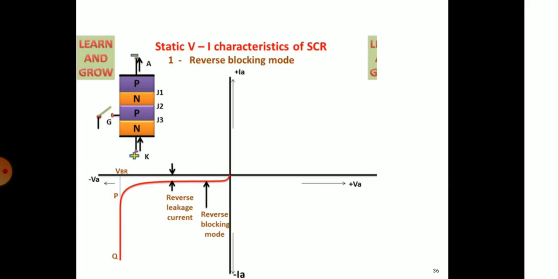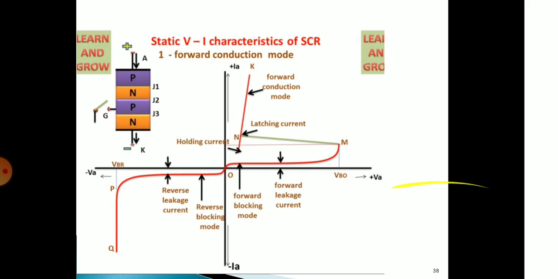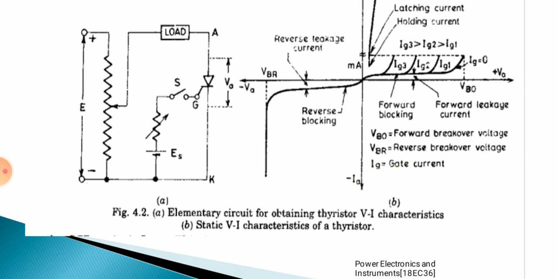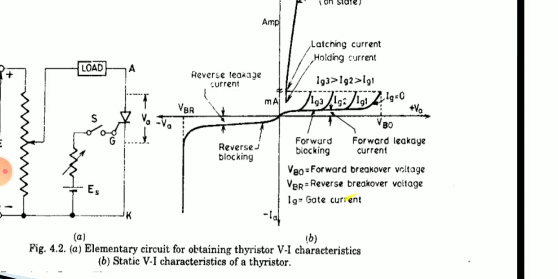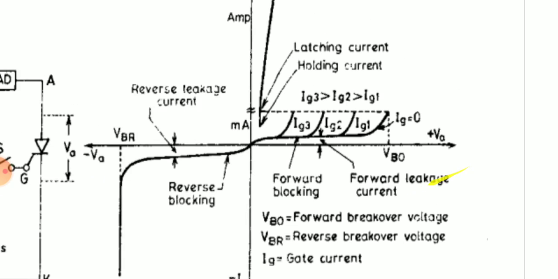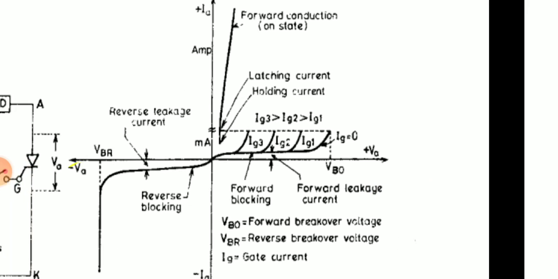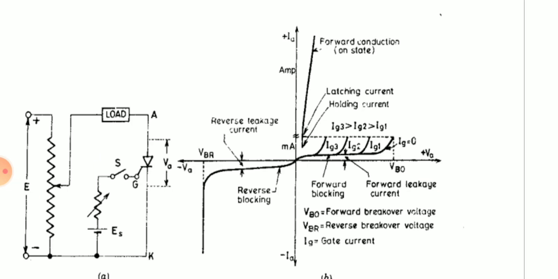This is reverse blocking mode, forward blocking mode and forward conduction mode without applying a gate source or gate pulse. So this is the graph that you have to draw in your exam along with this circuit. You can see here Ig1, Ig2 and Ig3. These are the gate pulses which we applied in the forward conduction mode.